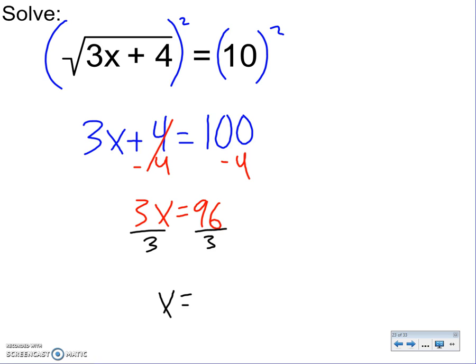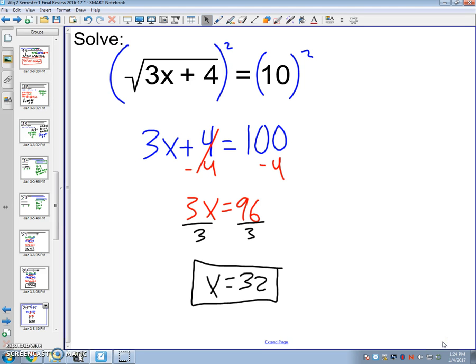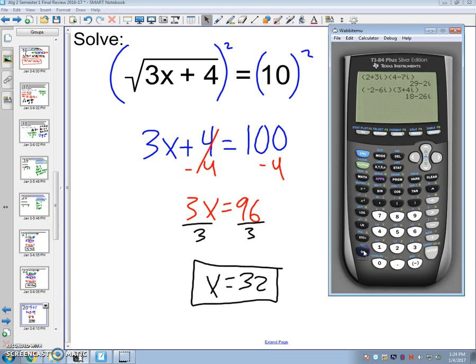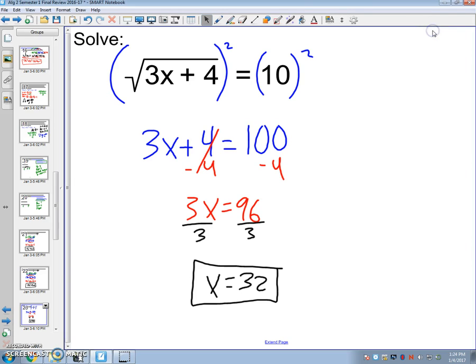X equals 32. Now you should check by plugging that into the original problem and plugging in the calculator. So I'll do that, and you'll see that it matches. Make sure both sides match. So square root of 3 times 32 plus 4 gives me 10 on the left equals 10 on the right. We're good. If they don't match, it's no solution.